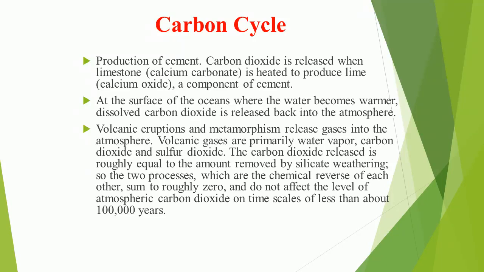The carbon dioxide released is roughly equal to the amount removed by silicate weathering, so the two processes, which are the chemical reverse of each other, sum to roughly zero, and do not affect the level of atmospheric carbon dioxide on time scales of less than about 100,000 years.